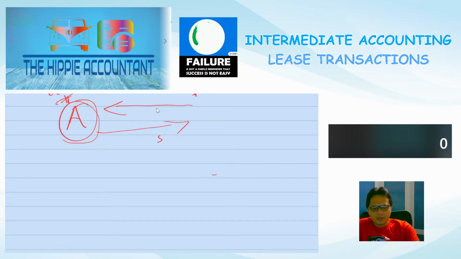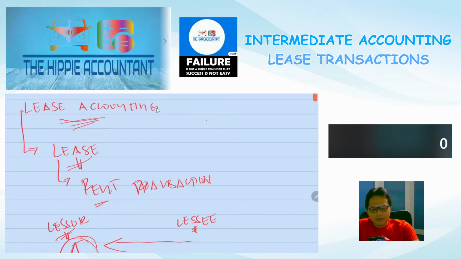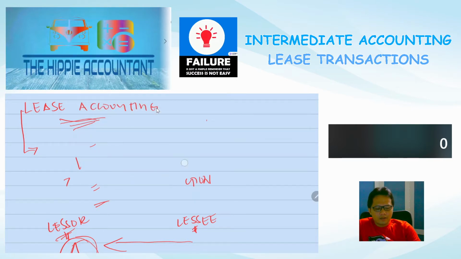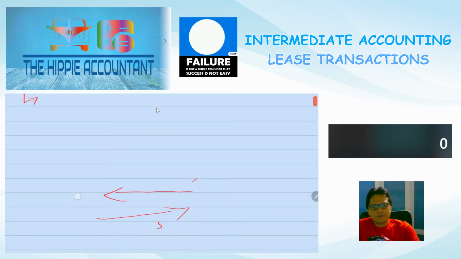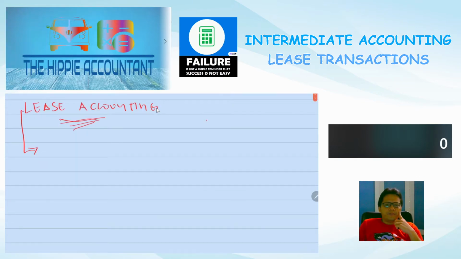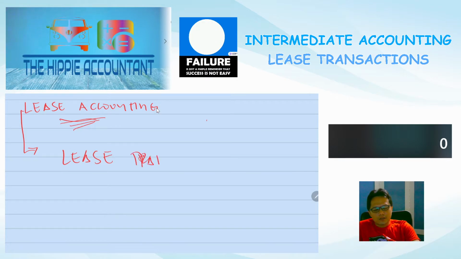So, our topic for today will be all about lease accounting. Okay? This is lease accounting. So, let's begin. Okay? So, lease accounting. To start a discussion for lease accounting, let us first define. Okay? Let us define what is a lease transaction.